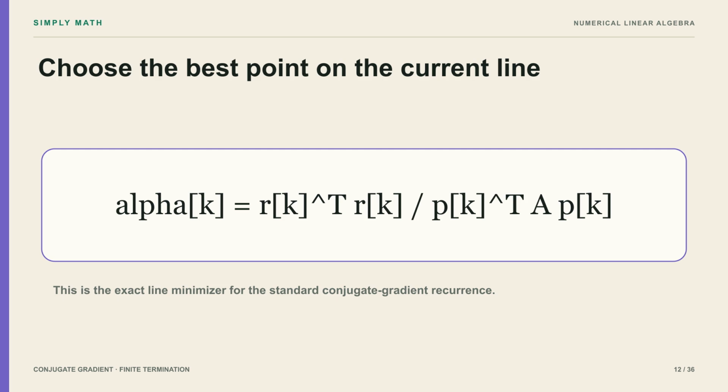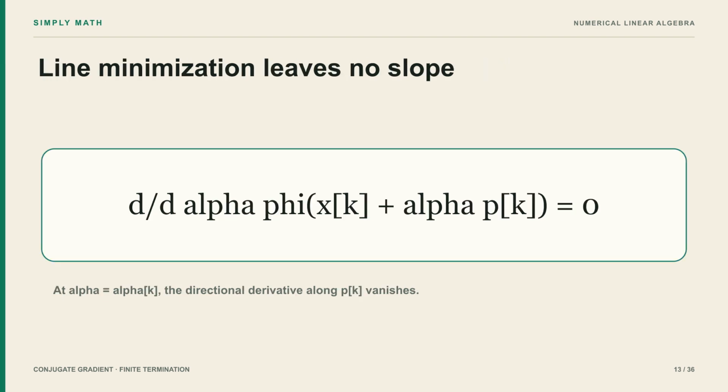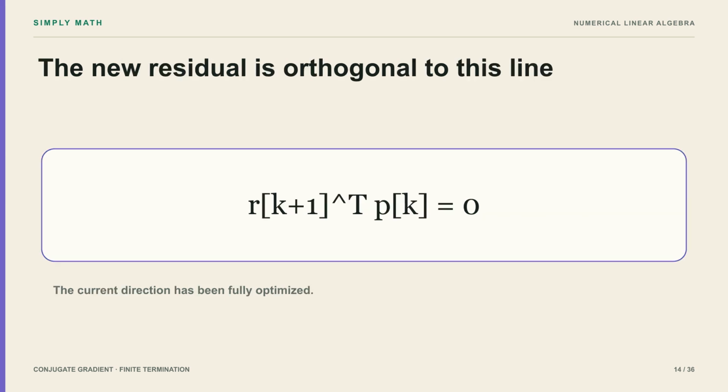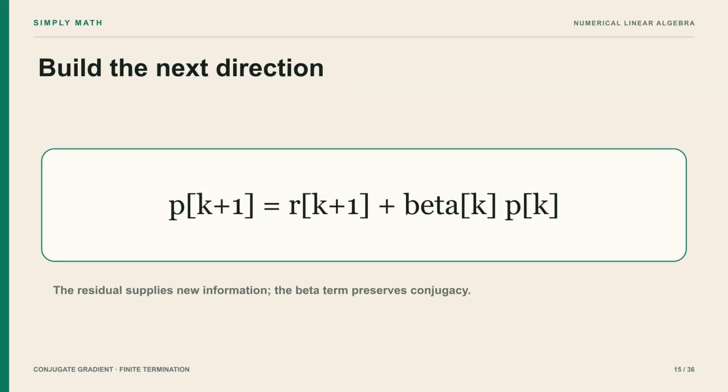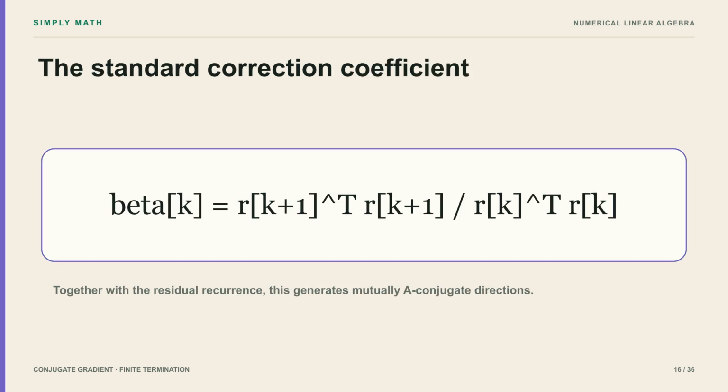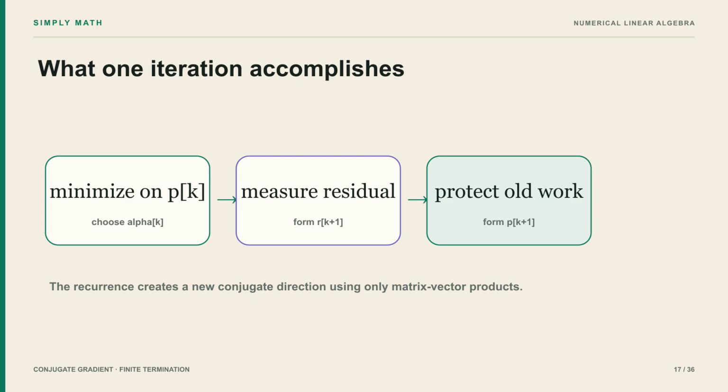The step length alpha_k chooses the minimum of the quadratic along the current search line. At that point, the directional derivative along p_k is 0. Equivalently, the new residual is orthogonal to the direction just optimized. The next search direction combines the new residual with a correction along the previous direction. The standard beta coefficient is the new residual norm squared divided by the old residual norm squared. One iteration minimizes on the current line, measures what remains, and builds a new direction that protects earlier progress.